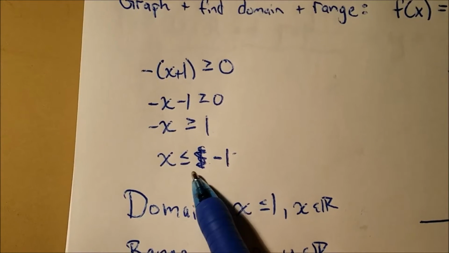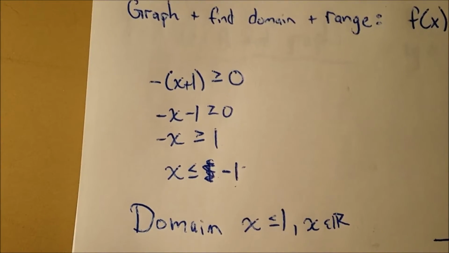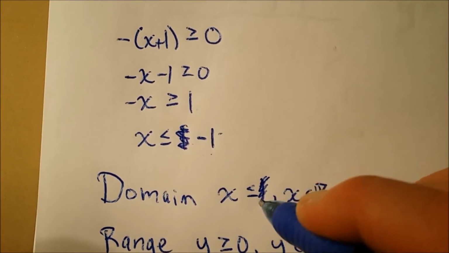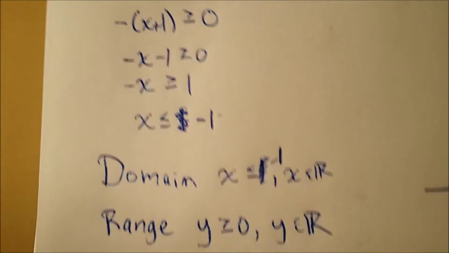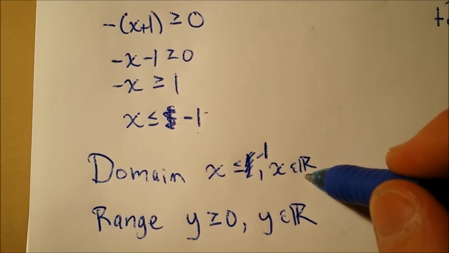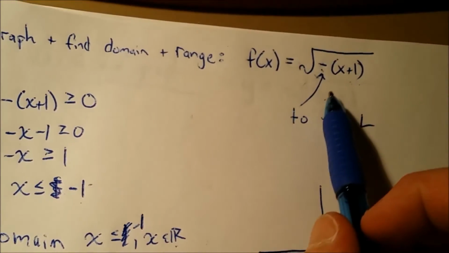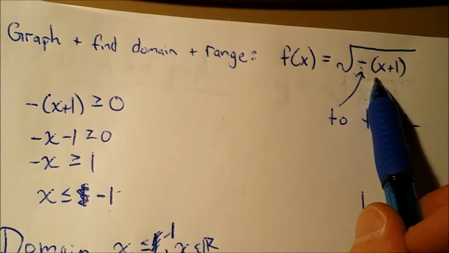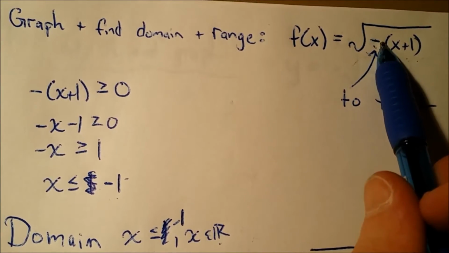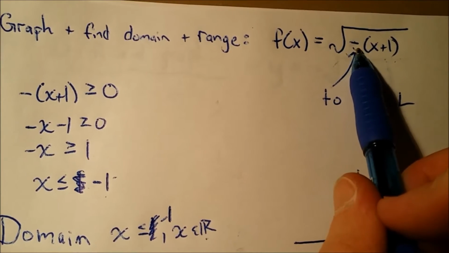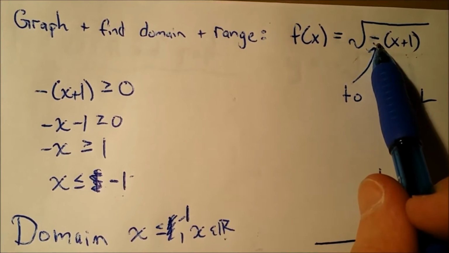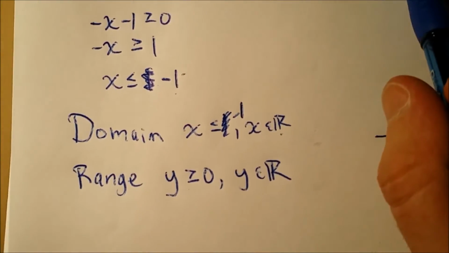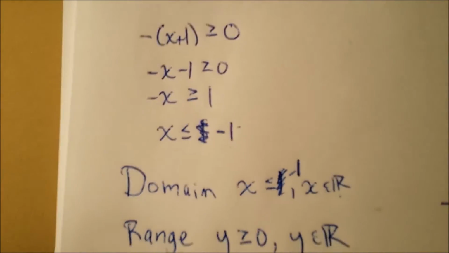So the x values that I can plug into this have to be less than or equal to negative 1. So my domain is going to be x less than or equal to negative 1, x element of the reals. For this one here, it's opening to the left. It's not going to be underneath the x-axis. That can happen sometimes, but in this case, if the negative is under the radicand, it's probably going to be above the x-axis, as long as there's a positive out here. So my range is going to be y greater than or equal to 0.